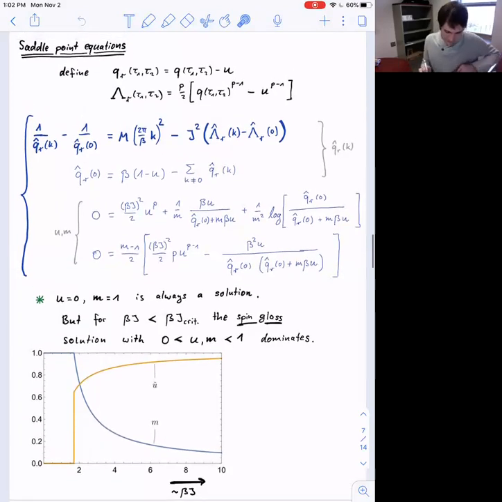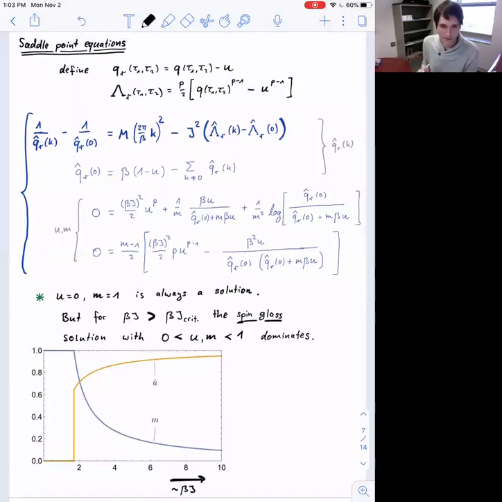Now, even just from looking at these equations very quickly, you see that you can solve them by setting U to zero and M to one. But it turns out that below some transition temperature, this is not the right solution to look at in the sense that it doesn't minimize the free energy or maximize the free energy. It's a curiosity of the replica trick, but it doesn't matter. You have to extremize the free energy as usual. And below some transition temperature, this is not the right answer anymore. And I think this is wrong. I think this should be the other way around. Like this.